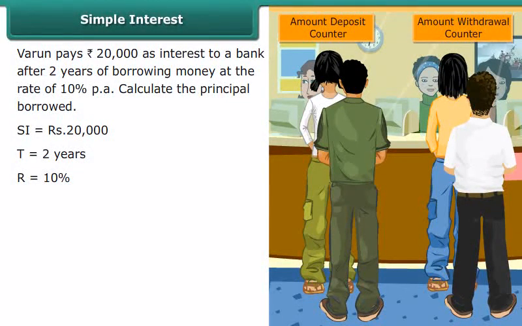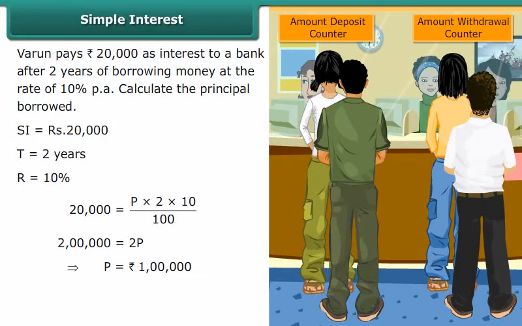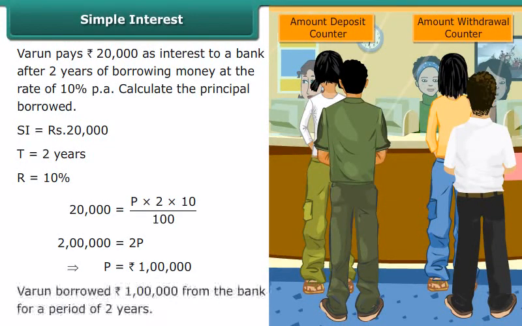Now by substituting the values in the formula we get 20,000 is equal to P into 2 into 10 whole upon 100. By calculating it we get principal as rupees 1 lakh. Varun borrowed rupees 1 lakh for a period of 2 years.